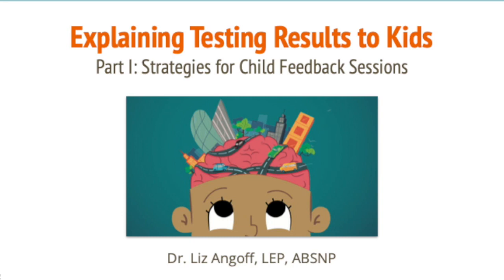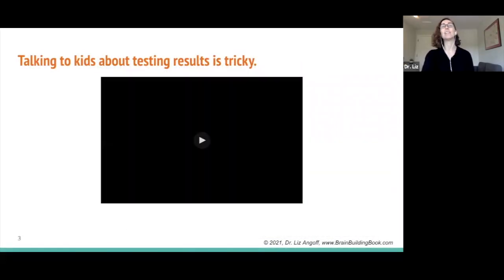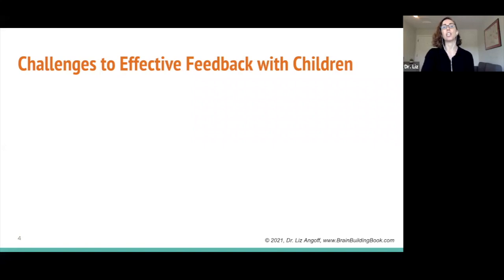So let's get started. Explaining testing results to kids is tricky, and it's hard for all of us. I was able to send out a survey to a couple hundred psychologists all over the world and talk to a few dozen of them. And the information that I got back really fell into a few key themes. So these are some of the challenges to effective feedback with children that seem to be true for all of us. The first is language.